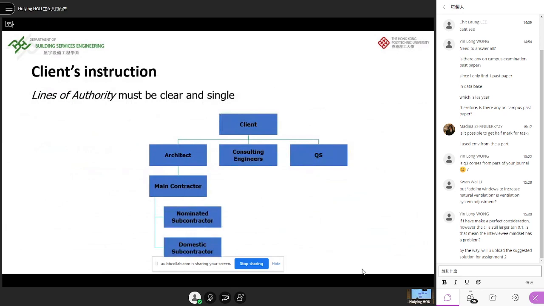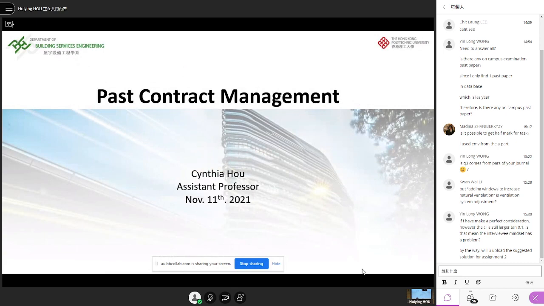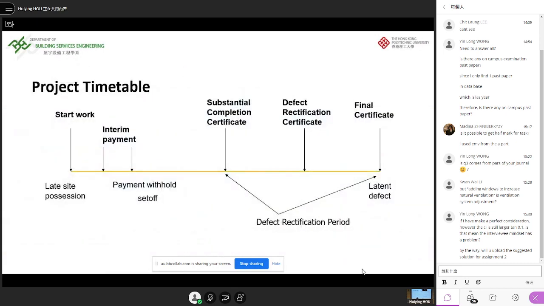No need to memorize, just to understand who has the power to manage the contract, and also what are the important activities related to contract management in a project, and what activities are related in the contractual relationships. So here it indicates the activities.